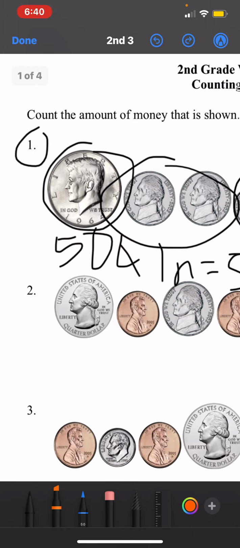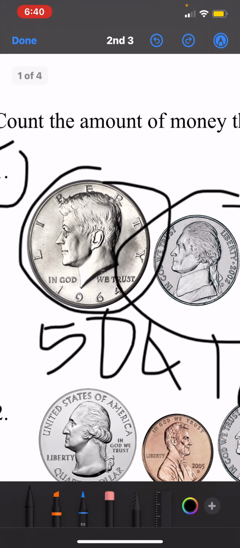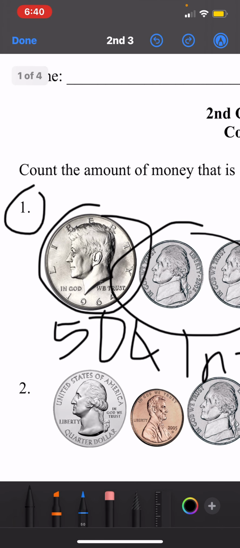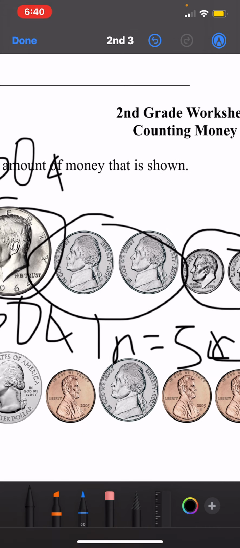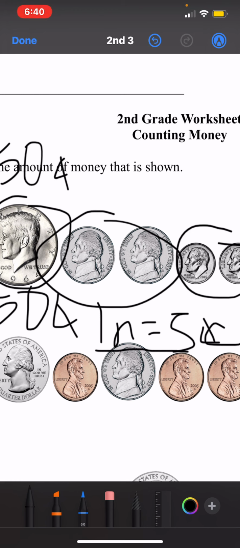So here we have a half dollar. A half dollar is 50 cents. So that's gonna be as is. And we have two nickels. Now remember we said one nickel equals 5 cents. So 5 plus 5 equals 10 cents.